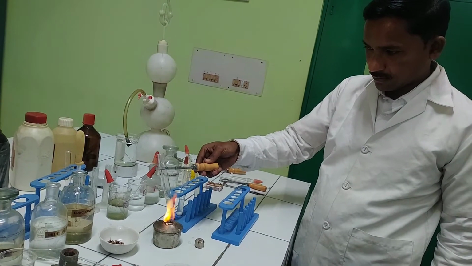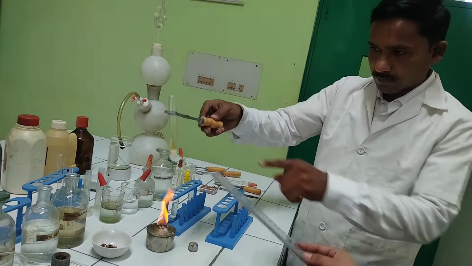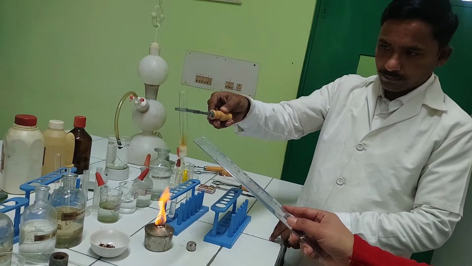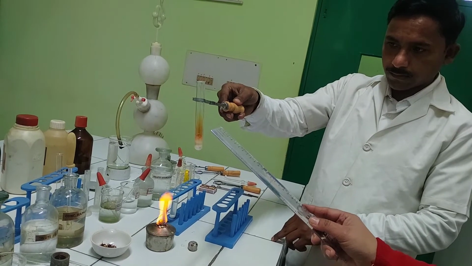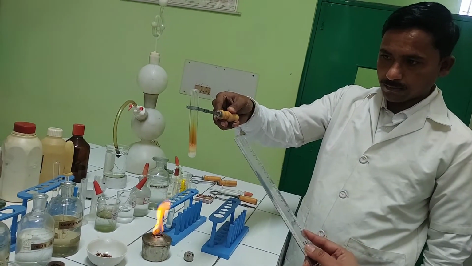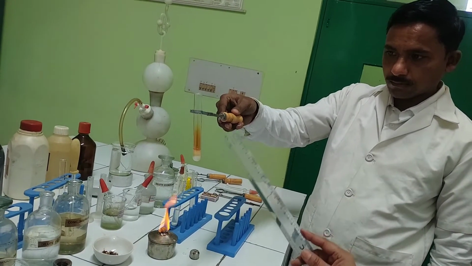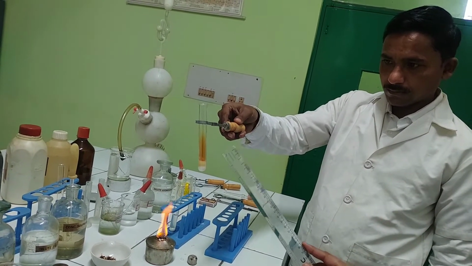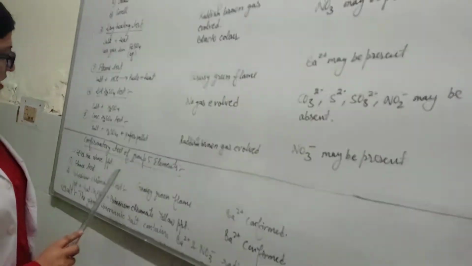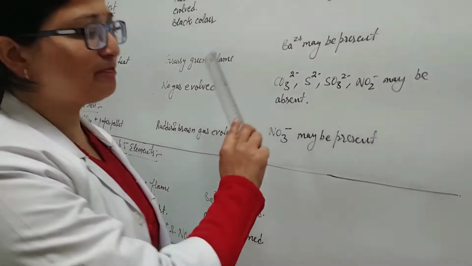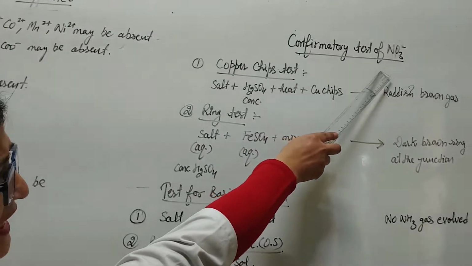Now you can see this is the reddish brown gas. The gas is evolved. It shows that nitrate may be present. Still we will write nitrate may be present, because now we will do the confirmatory test for the nitrate. This is the preliminary test. Now we will do the confirmatory test for the nitrate.